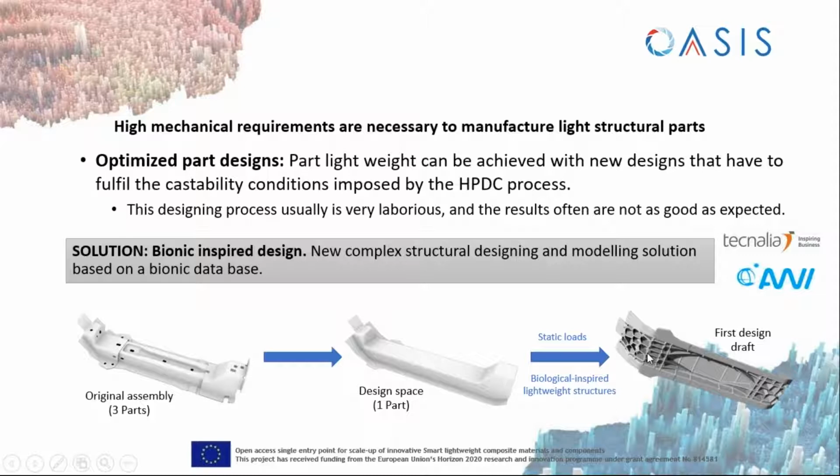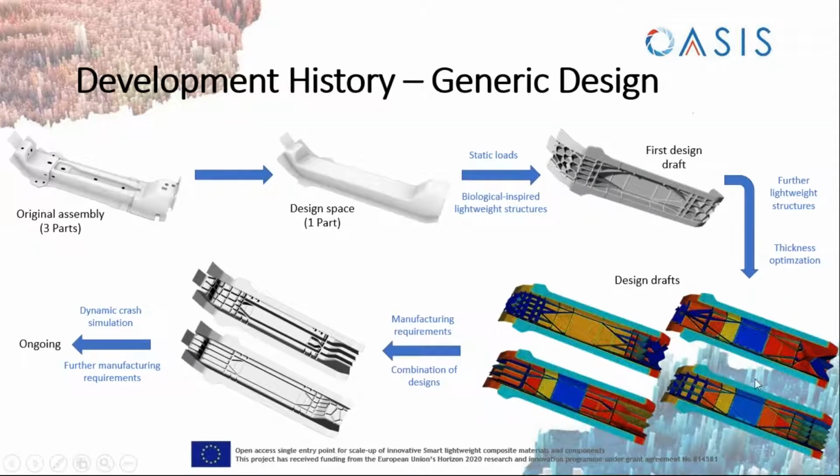It fulfills the criteria in terms of strength, but for sure it has to be optimized in order to make it feasible for the casting process. On this we have worked as a team from AWI, from Ford, and also from Technalia, who will produce the parts. We came from the original part, a sheet metal with a simple design. Then we have some ribs beneath the part, but these ribs are not feasible to cast.